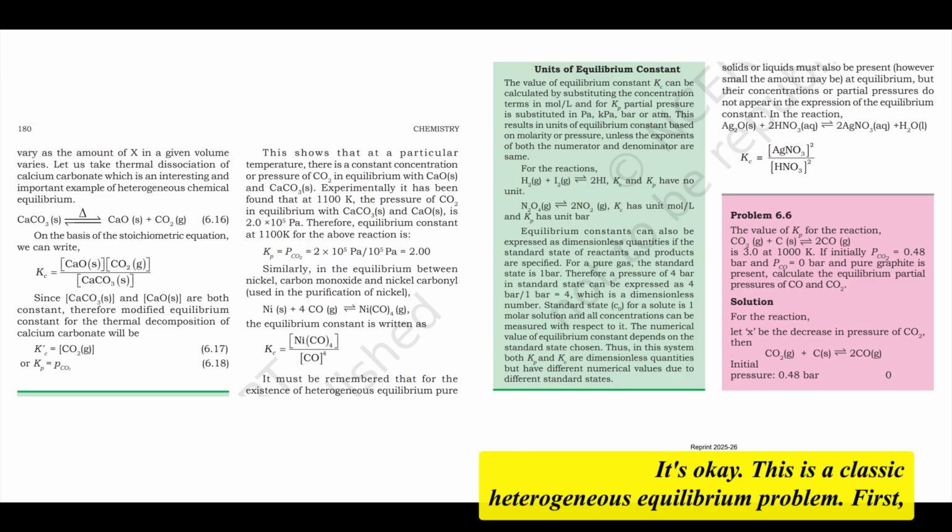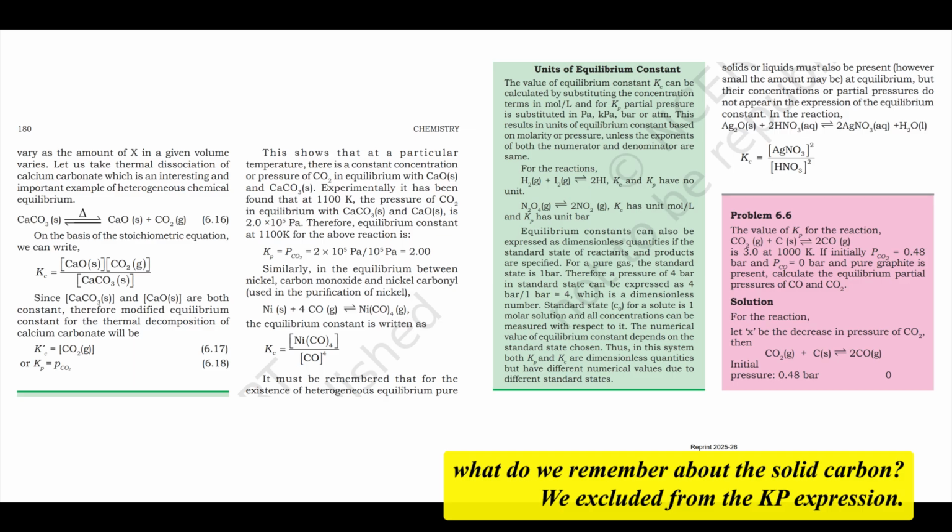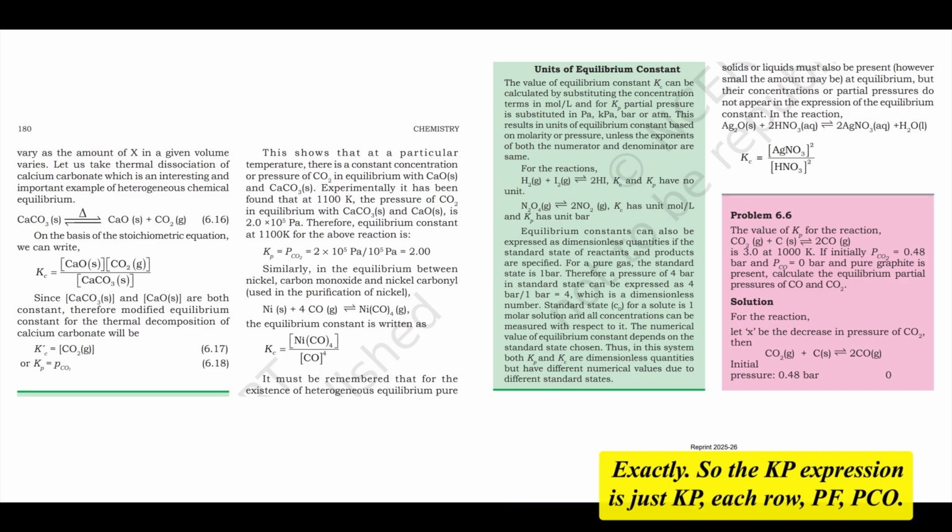Okay, this is a classic heterogeneous equilibrium problem. First, what do we remember about the solid carbon? It's excluded from the Kp expression. Exactly. So the Kp expression is just Kp = (PCO)² / PH2O.